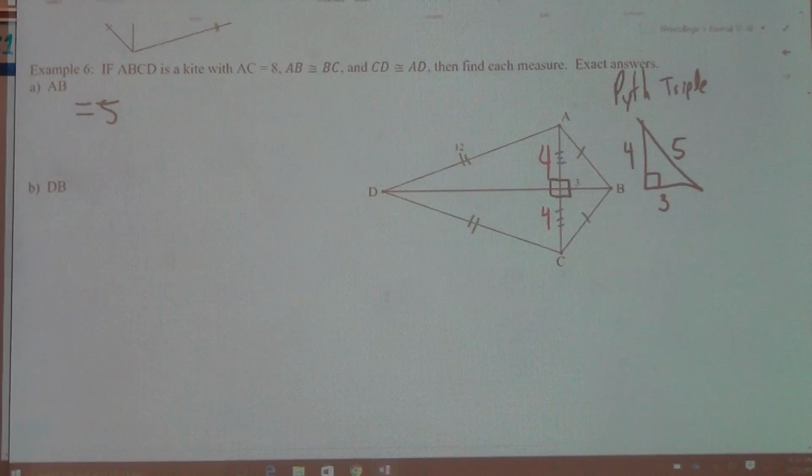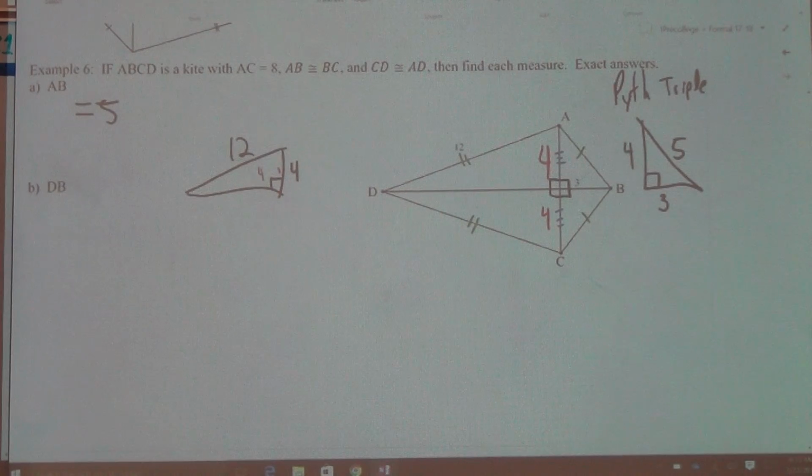For DB, a little bit more challenging. I've got this triangle here that's 4 by 12. Oh, and I have the 12 in the wrong place. 4 by 12. Let's just start that over. So I've got a right angle, I've got a 4, I've got a 12. I can solve this a couple different ways.